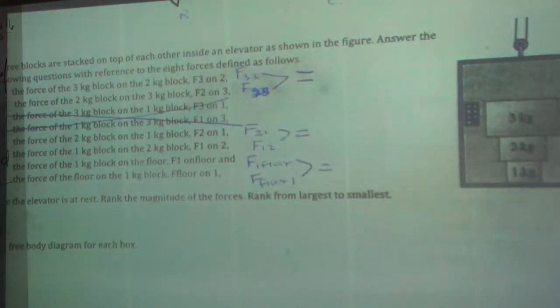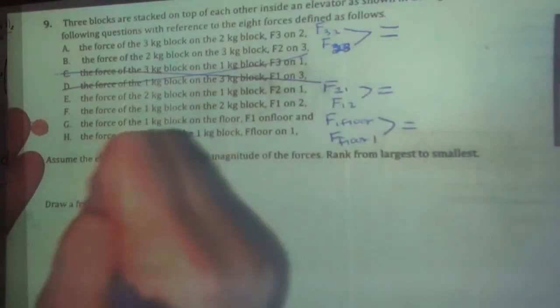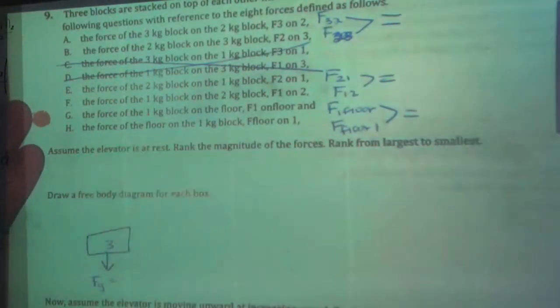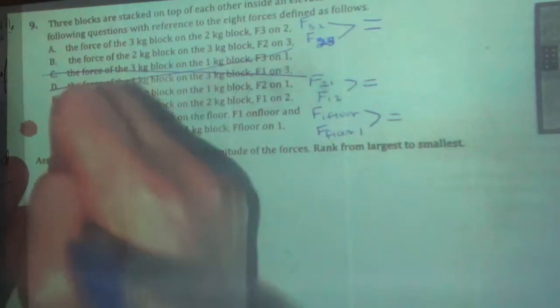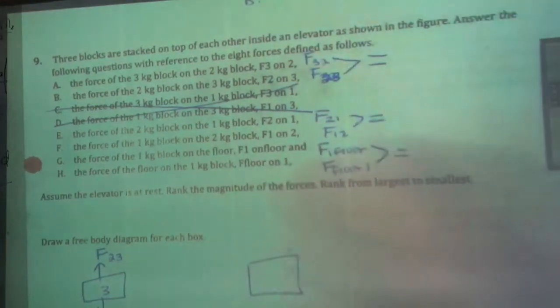But it helps to just draw the free body diagram. So before I do my ranking, I'm going to draw my free body diagram for each. So for my 3 kilogram, I've obviously got the force of gravity pointing straight down, and I'm just going to calculate force of gravity is mass times gravity. We'll just use 10 as gravity, so that would be 30 newtons. And then I have the force of the 2 kilogram, the 2 pushing up on the 3, so I'll just call that F23.